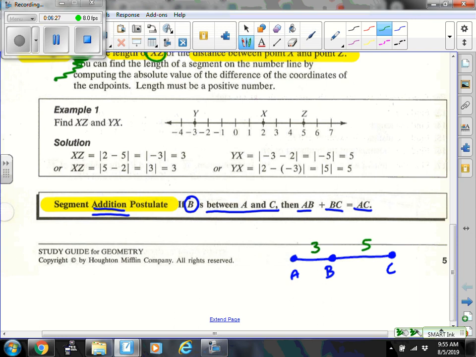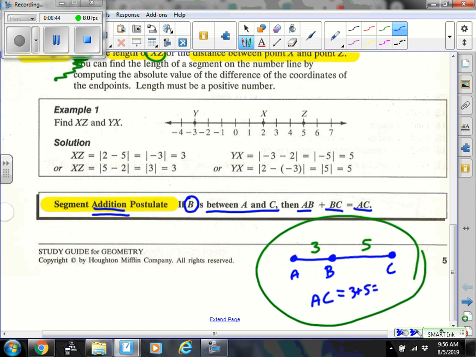You wrote this postulate down on your flashcard, and you can use this as your illustration. Basically, the length of AC, notice I didn't put anything on top, that means length, equals 3 plus 5. Hello, I got it, 8. Okay.